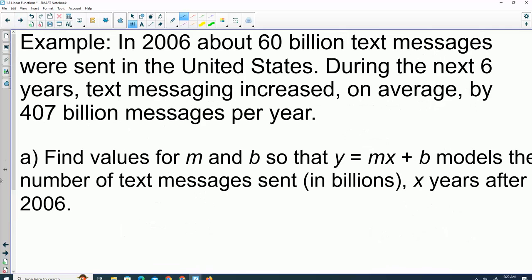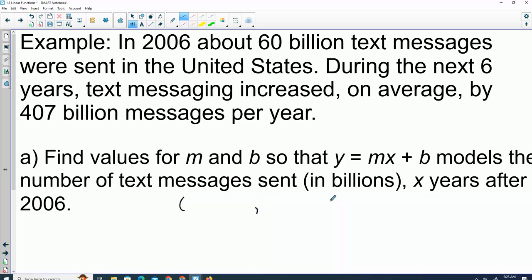Couple more problems and I'm done for today. In 2006, about 60 billion text messages were sent in the United States. During the next 6 years, text messaging increased on average by 407 billion messages per year. Part A, find values for m and b so that y equals mx plus b models the number of text messages sent in billions x years after 2006. So we're trying to write an equation of the line.